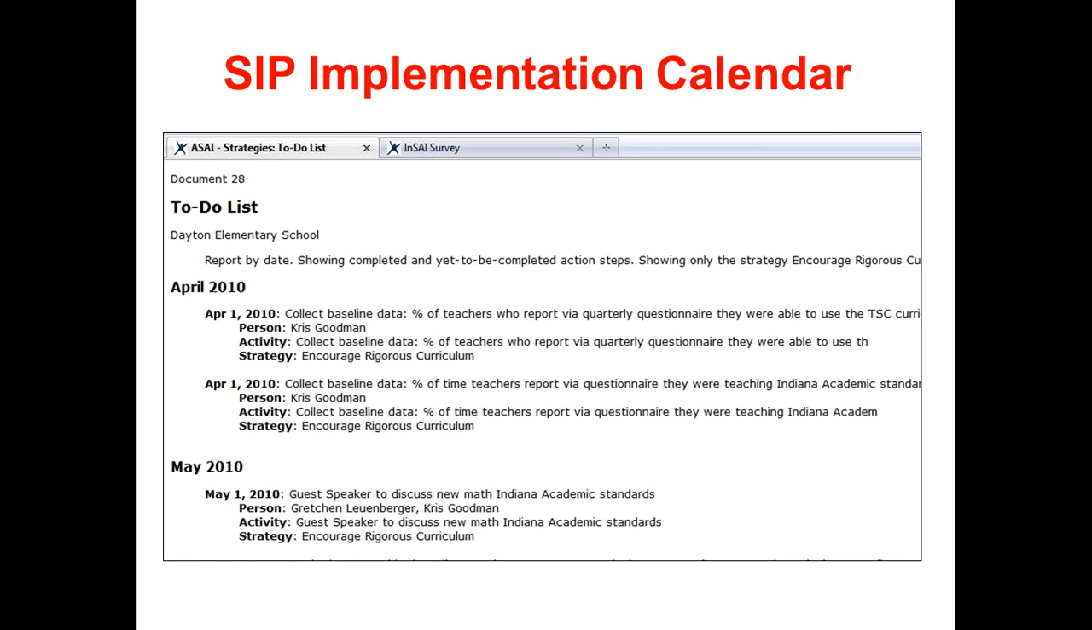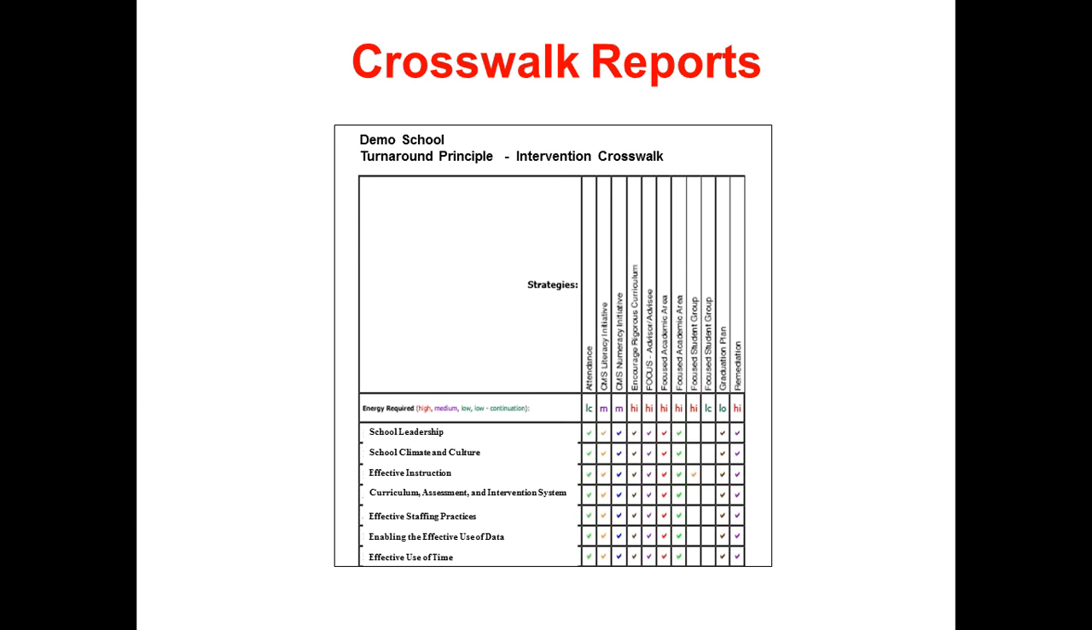Implementation calendar. After you have your school improvement plan all in the system, you can print out a to-do list or this calendar, and it just kind of walks you through for the following school year all the different steps you need to do to make sure that your school improvement plan is not just on the shelf, that it's actually getting implemented. A nice feature that we have is crosswalk reports.